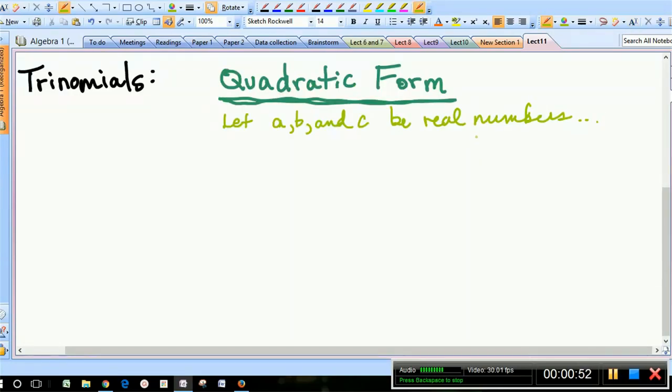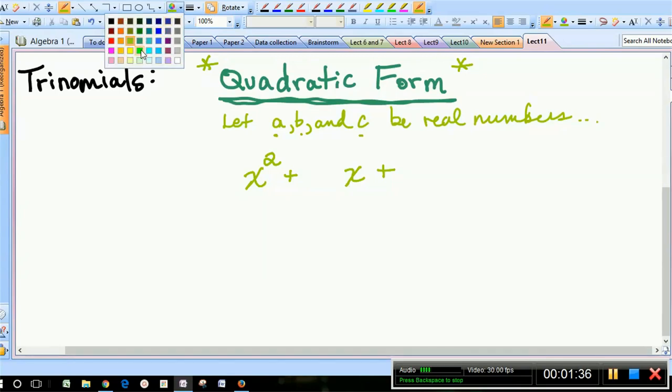Let's talk first about trinomials in quadratic form, okay? First, we're going to let A, B, and C be real numbers, any real numbers, okay? And so here is the quadratic form. We call it quadratic because the highest exponent on X is a square. So it's a second degree polynomial, in other words. We have an X squared term. We have a little x term there, and then we're going to have a constant term. Okay? And so A, B, and C are just the numerical parts of that. We have AX squared plus BX plus C.